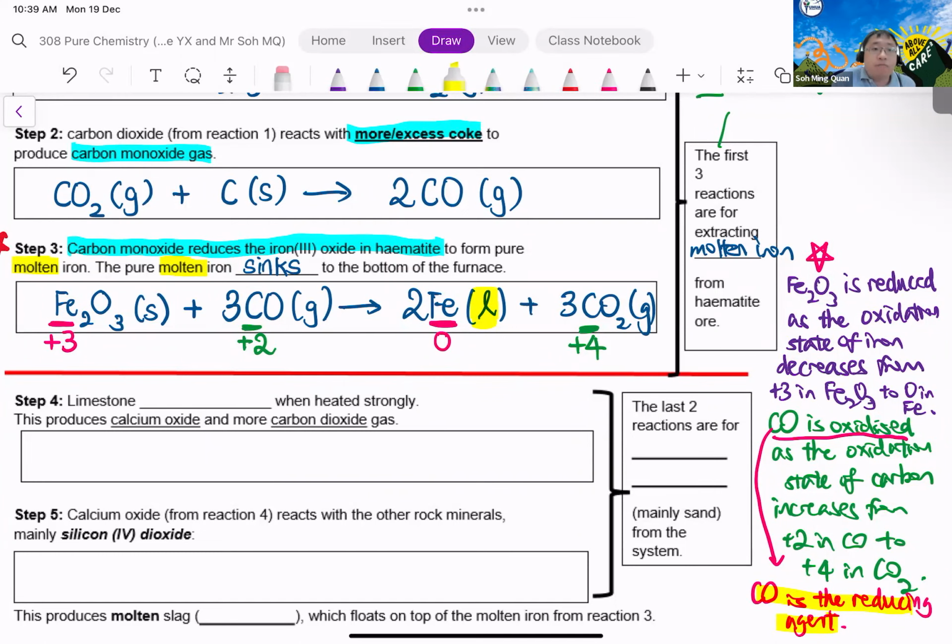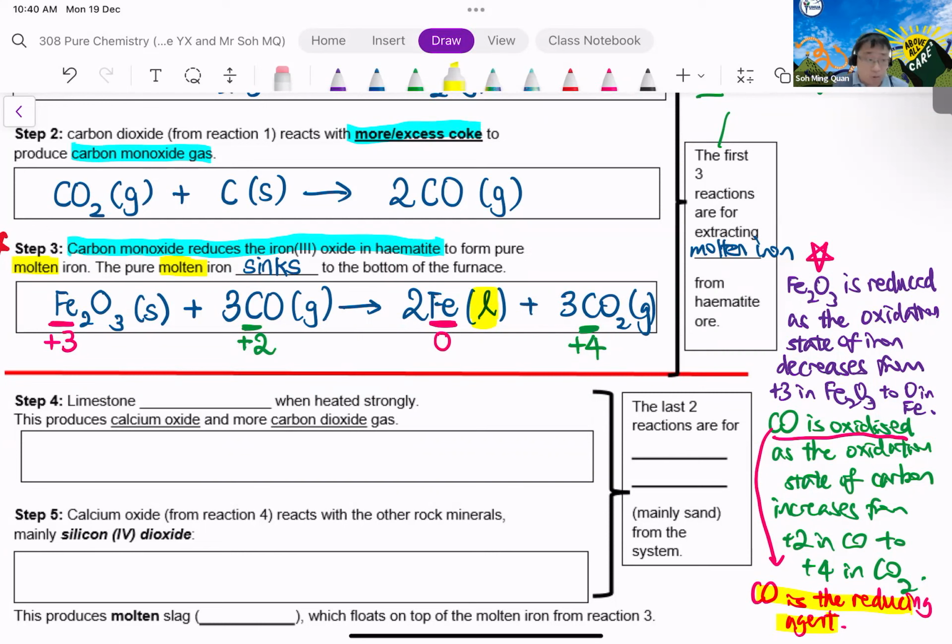However, remember, it's from hematite. Hematite is an ore, it's a rock. The rock contains impurities. The main impurity is silicon dioxide. As a result of that, you must get rid of the silicon dioxide. If not, it will contaminate your molten iron. So how do you remove this silicon dioxide impurity? Well, you need to use limestone.